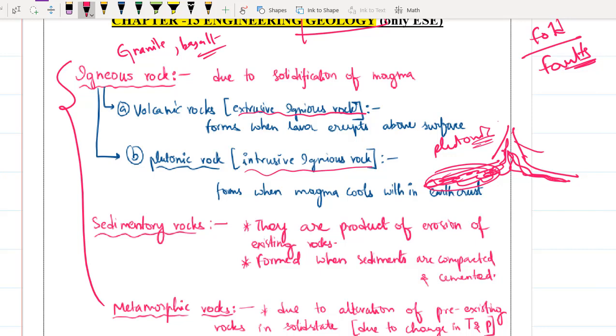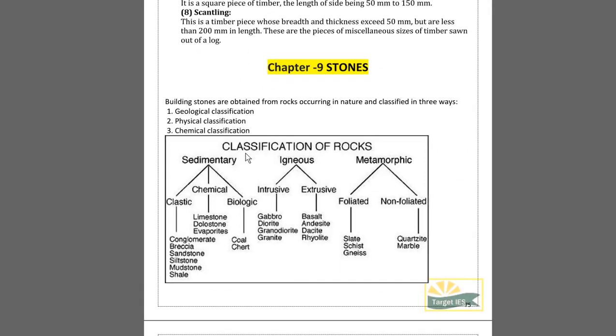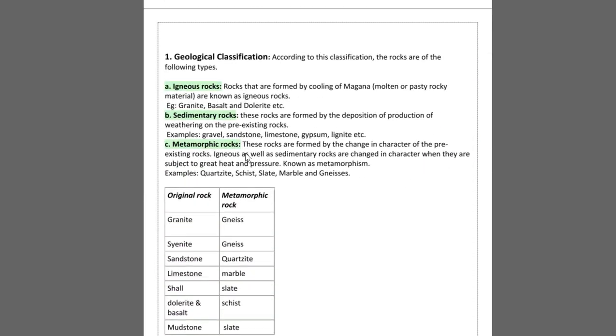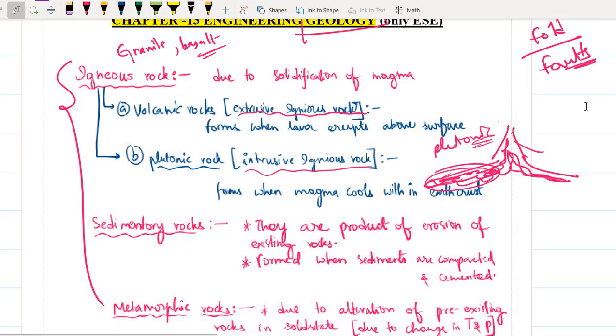See, I have already taught you what are the various types of rocks we have, right? कहाँ पे पढ़ाई की थी? बिल्डिंग मटेरियल्स में पढ़ाई की थी, राइट? I have taught you this chapter, right? ये हमारी नोट से टारगेट है IES वाली. And I have taught you what are the various types of rocks. Like in igneous rock we have granite, basalt, dolerite. And in sedimentary rocks we have gravel, sandstone, limestone, gypsum, etc. So just go back and revise that also once because very important, right?